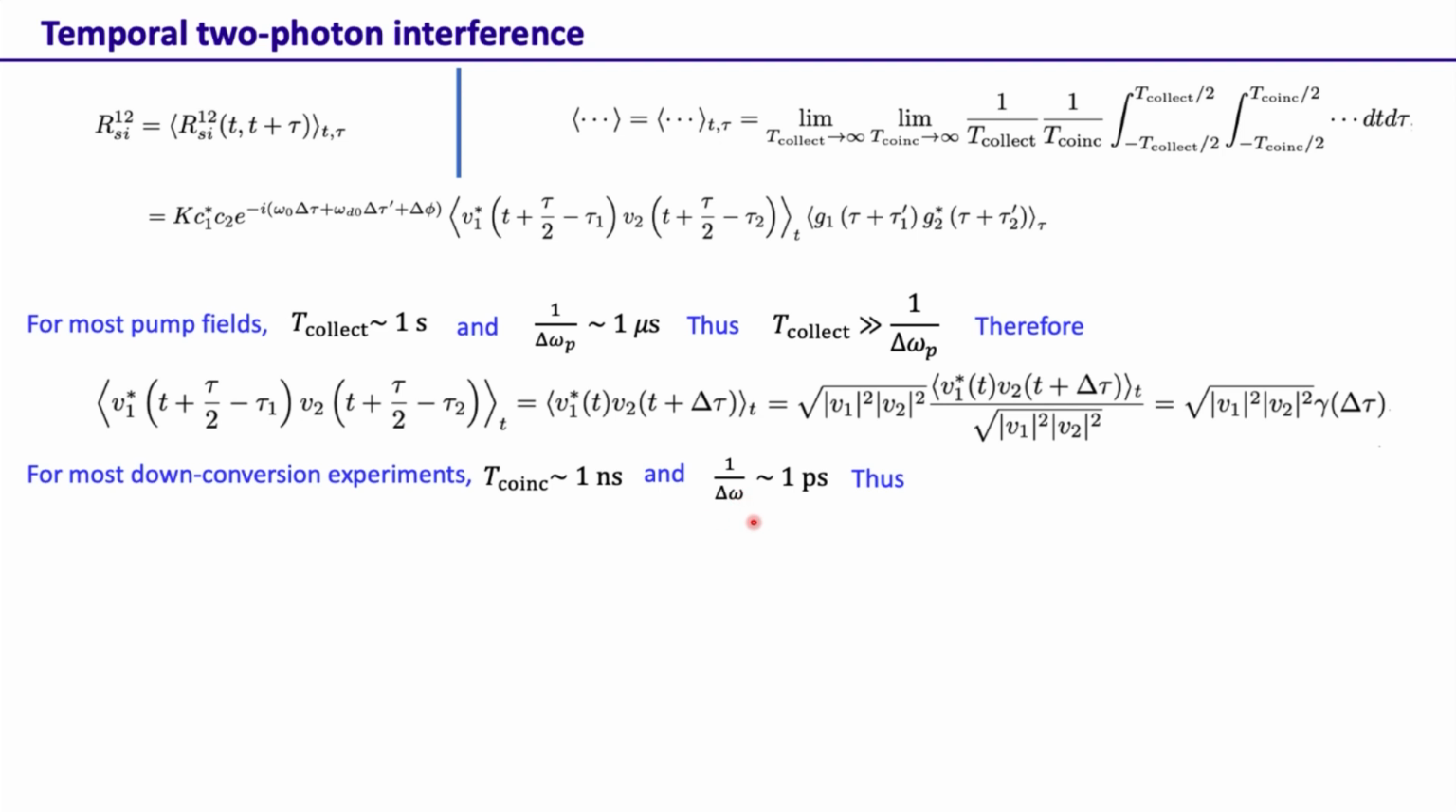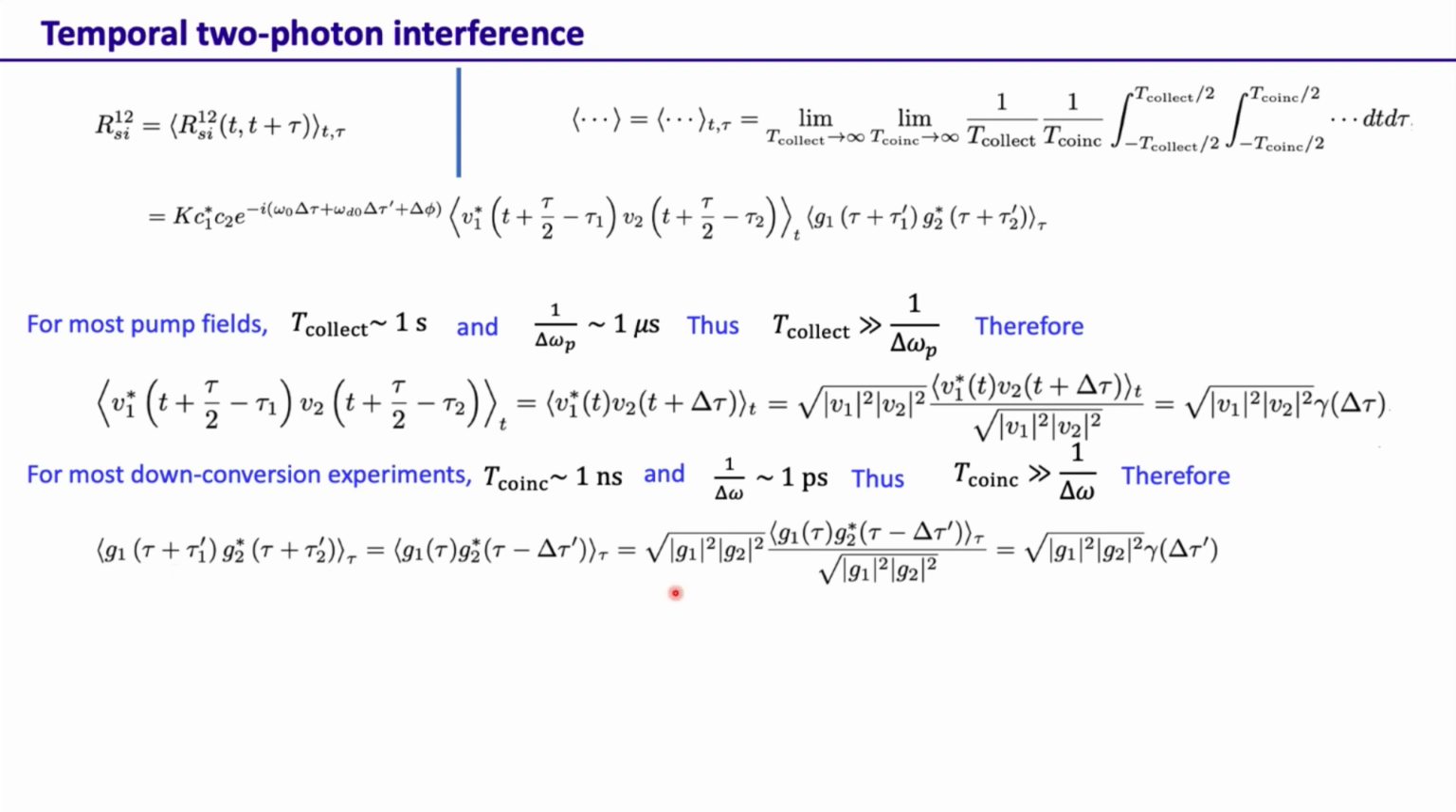This is the time scale over which this is the frequency bandwidth of the down converted photon, that's of the order of picosecond. And so again we have that this time is much larger than this, hence we can do this time averaging over tau, and in this case also this time averaging will only depend on their difference. So this quantity will just be equal to G1 tau and G2 star tau minus delta tau prime, which is the difference of the two arguments.